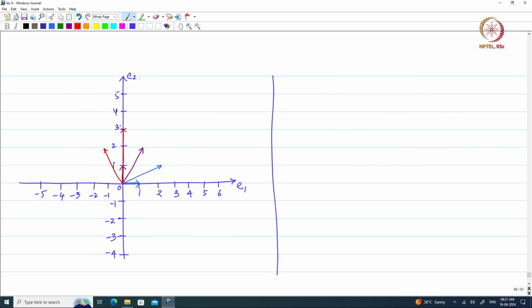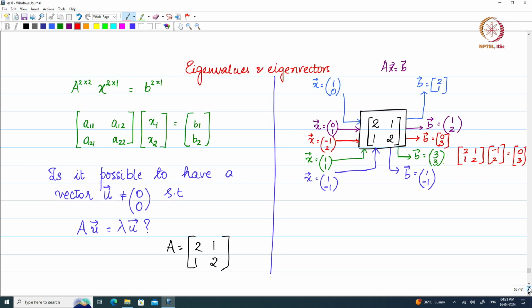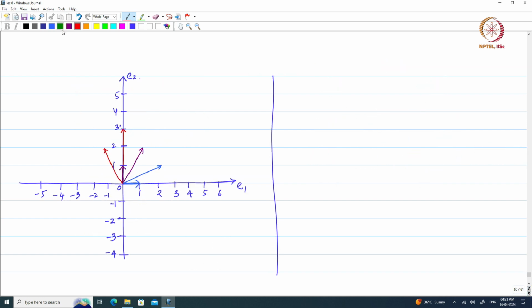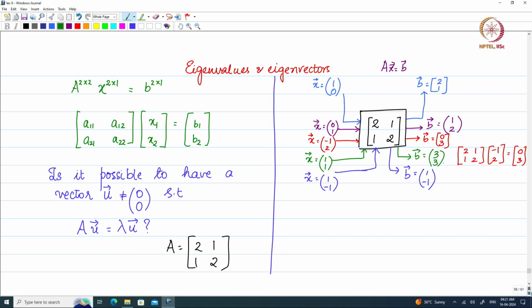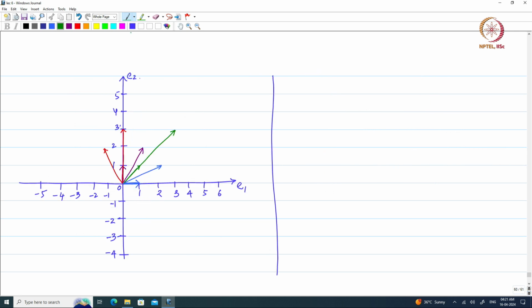This is 0 3. Then we had this vector which was 1 1. The 1 1 vector was here. It went to 3 3, which is here, and last we took this last example which was 1 minus 1. 1 minus 1 was this vector, and 1 minus 1 upon action by 2 1 1 2 gave me 1 minus 1 itself.